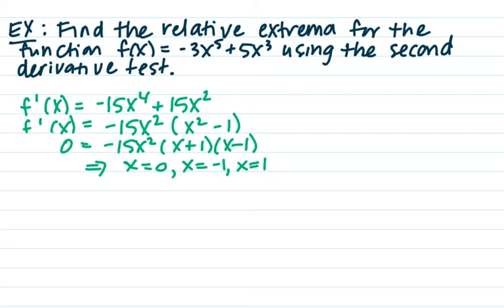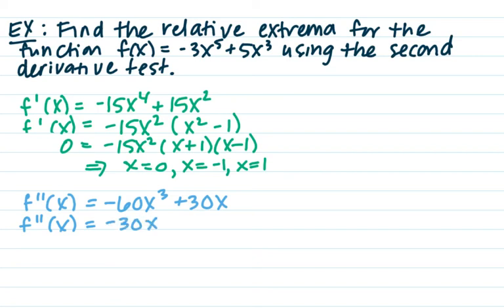Okay, so now we're going to find the second derivative. I'll go back to the original form for that, and we're going to get negative 60x cubed plus 30x. And I'm going to go ahead and factor that as well, if possible. It should be, so negative 30x times 2x squared minus 1. Alright, good enough.